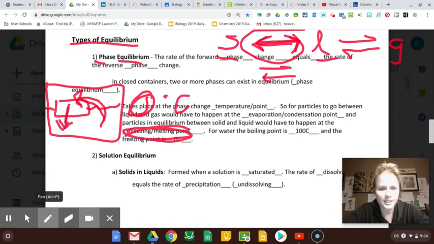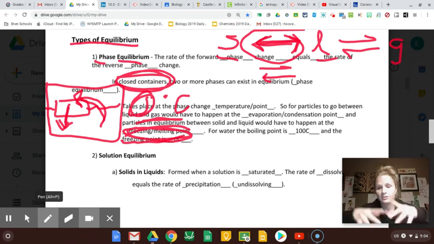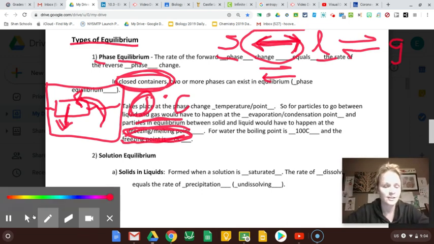And again, you need that sealed, closed container. I'm sure that's in here. Here it is. You've got to have a closed container. So phase equilibrium is about going back and forth between 2 phases. It's got to happen at the melting or freezing point, like 0. And it's got to be in a closed container again, or it's just going to fly off and you won't get that nice equilibrium.